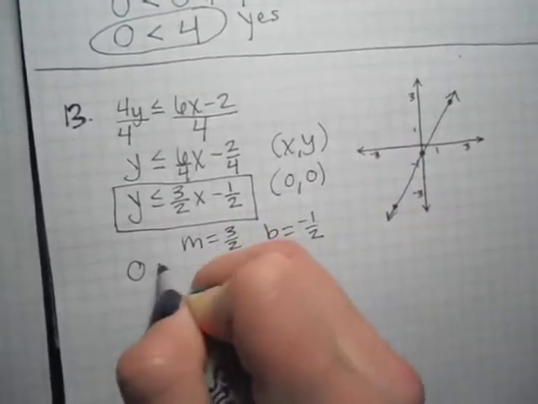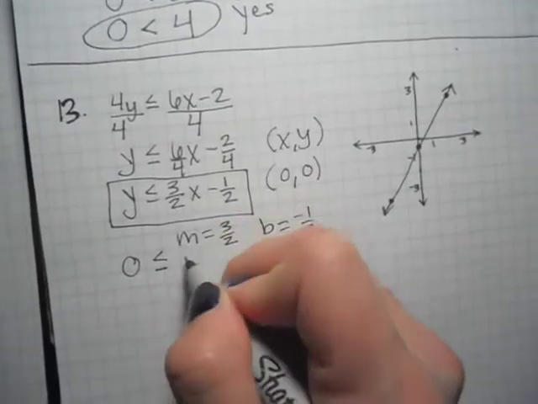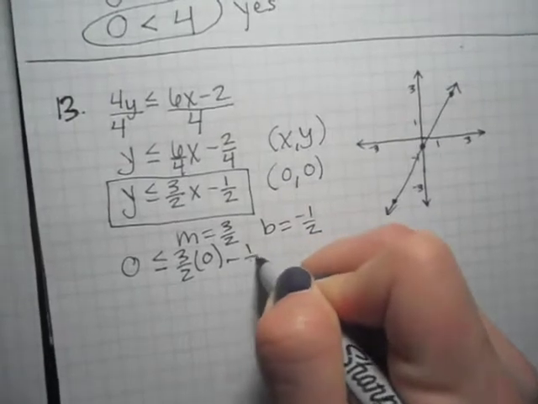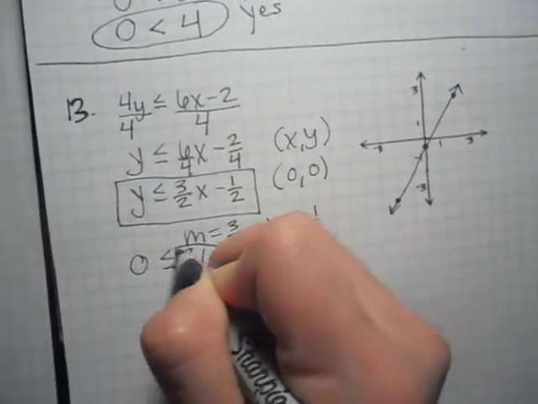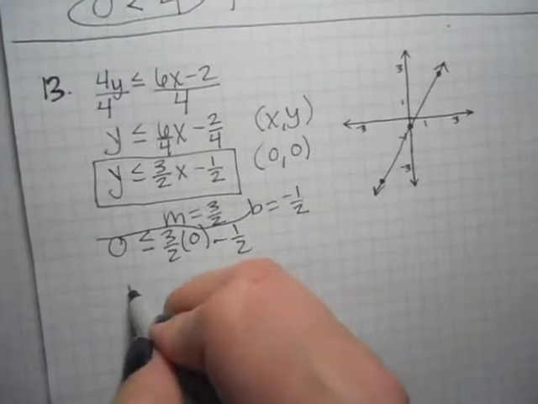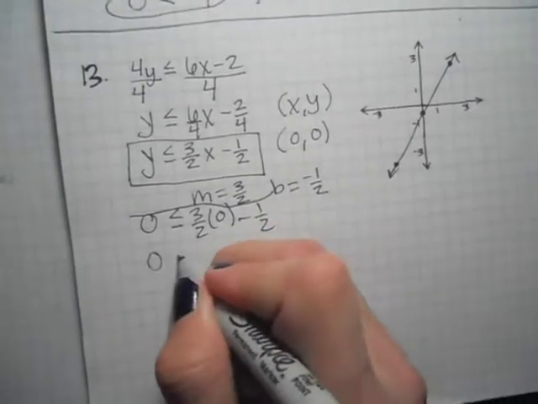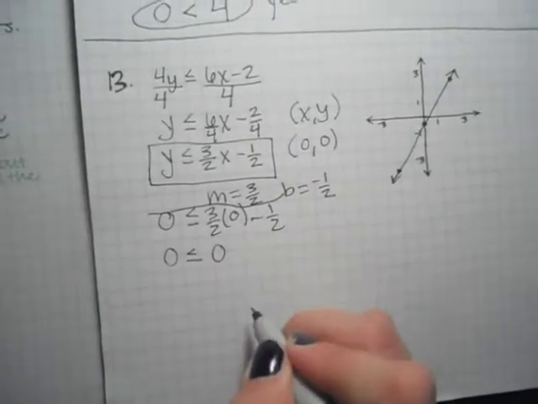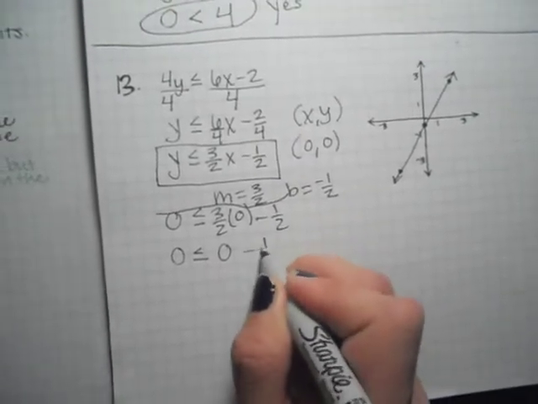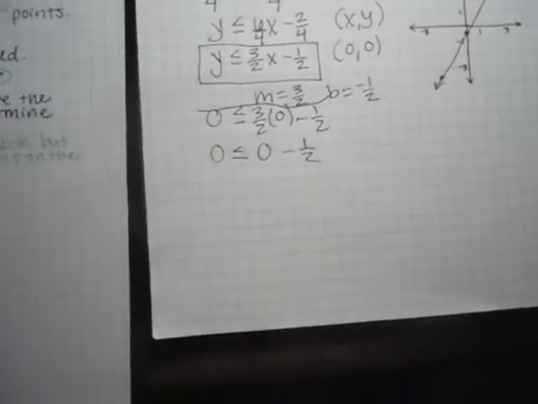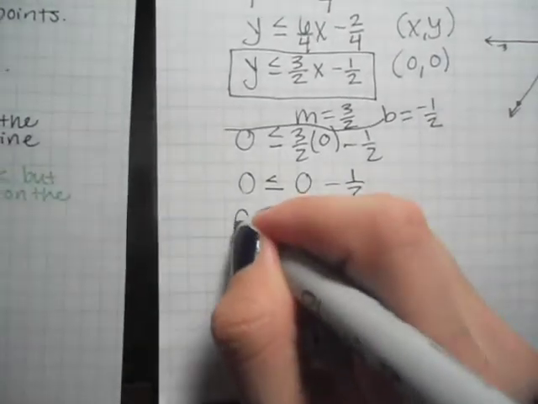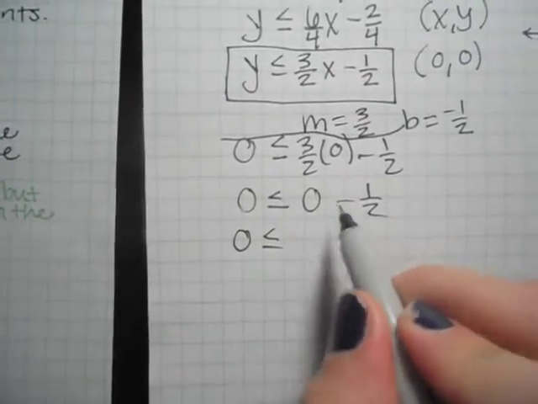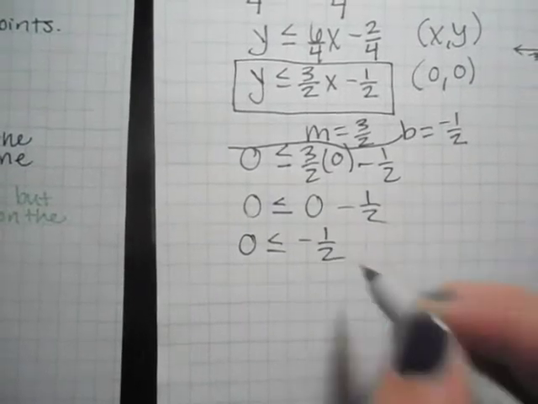So for here we put 0 less than or equal to 3 halves times 0 minus 1/2. Okay, this can be simplified as 0 is less than or equal to 3 halves times 0, that is 0, minus 1/2. We can simplify this one more step. The left side stays as 0. Keep the sign. 0 minus 1/2 is just negative 1/2.